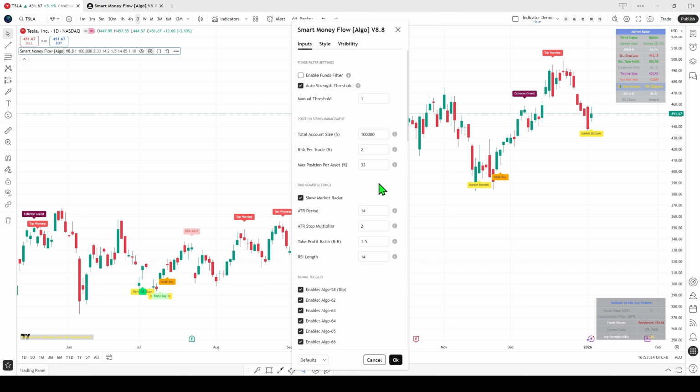Then there is Max Position PER Asset. This is the maximum position size we allow a single stock to occupy. If you plan to hold 5 stocks with an equal distribution, then this value cannot be greater than 20%. Let me give you an example. Suppose we want to buy 3 stocks, so write 30% here.